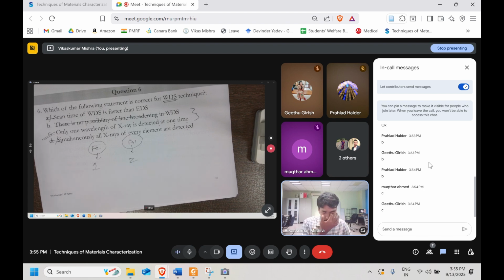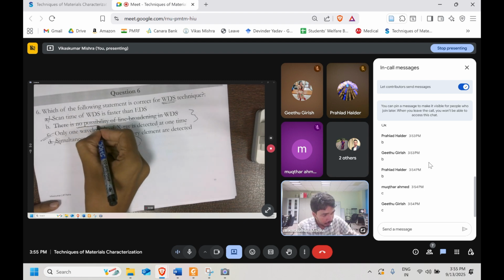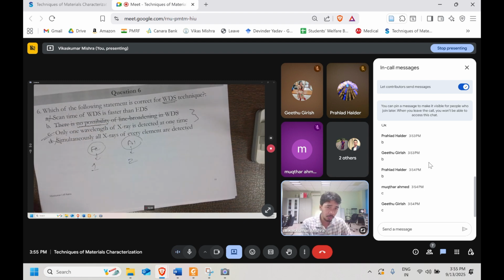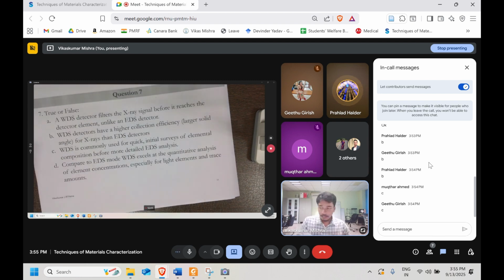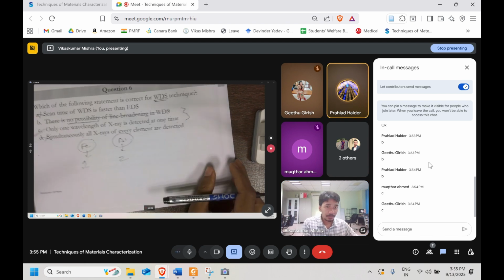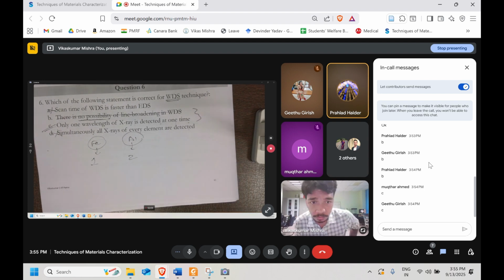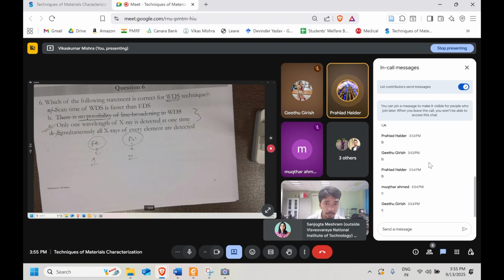Whenever we see that the question is going very straightforward, with no possibility, those will be the wrong ones. I have seen one picture. I can share you the link where you see a comparison between WDS and EDS. In that link you see that only in EDAX the peak broadening is there, but in WDS it is not there.